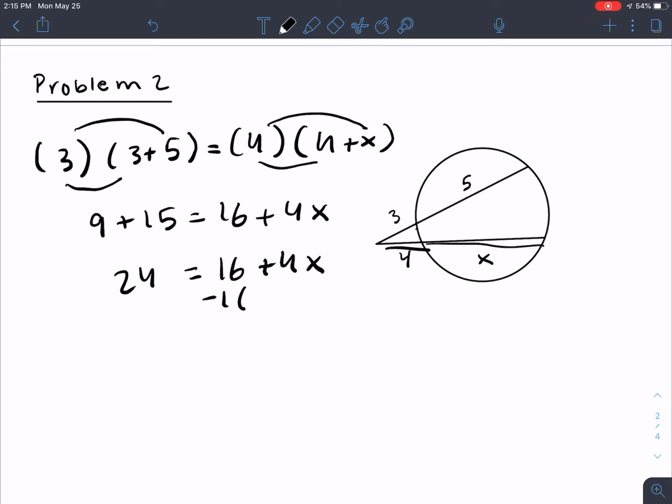And then you subtract 16 on both sides. So that would be 8 equals 4x. So x will be 2.